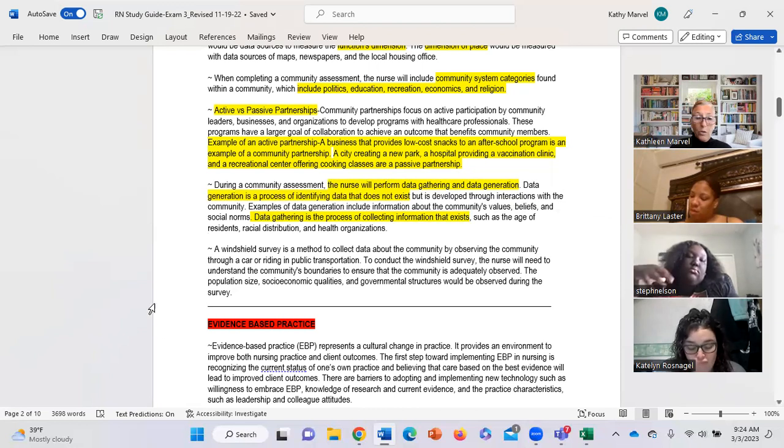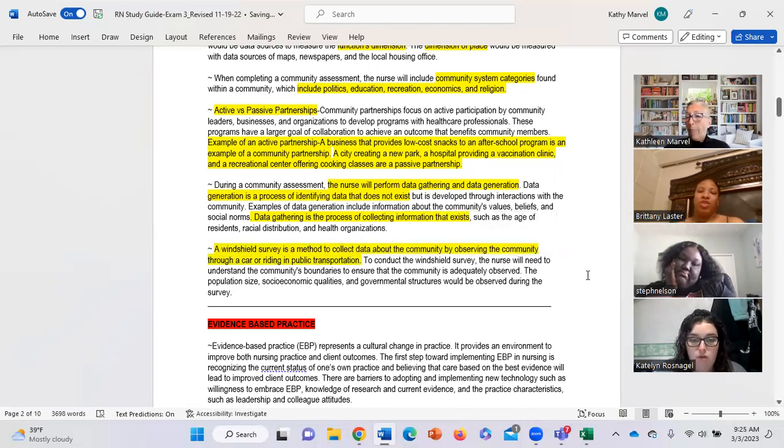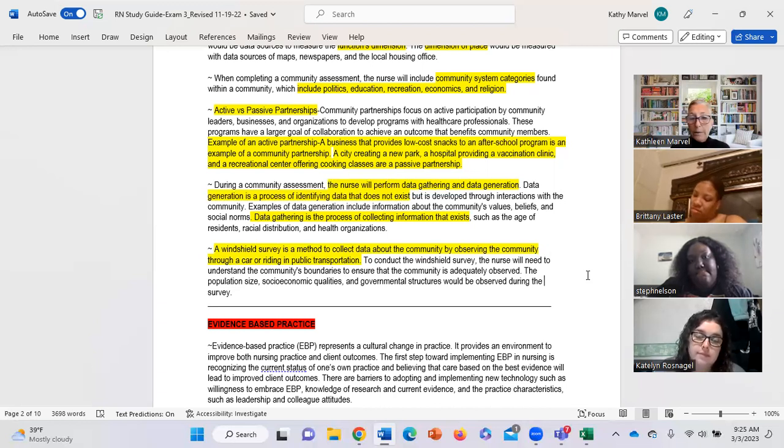And then we always talk about doing a windshield survey in community nursing. What's a windshield survey? When you drive around, kind of collect information. Yep. So it's exactly what it says. It's a windshield survey. You're driving around looking out your window, or you're walking around looking around, or you're on a bike, or on a bus, or in your car.